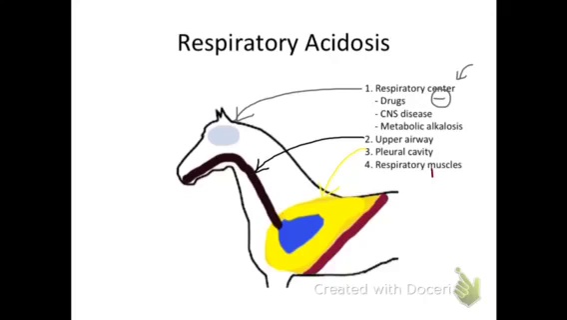Respiratory muscle paralysis is an uncommon cause of respiratory acidosis. It involves dysfunction of the diaphragm, which is represented here by this red line, and also the intercostal muscles. Dysfunction of these muscles impairs expansion of the chest wall, and therefore it impairs the expansion of the lungs. Causes of respiratory muscle paralysis include tick paralysis, tetanus, botulism, myasthenia gravis, and also hypokalemia.